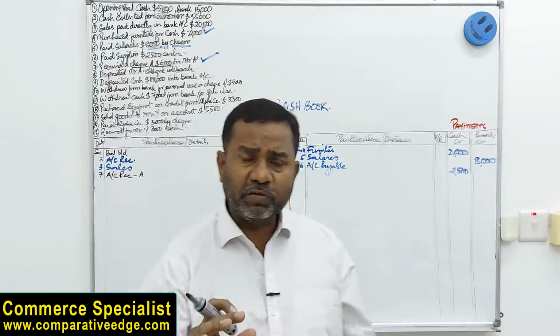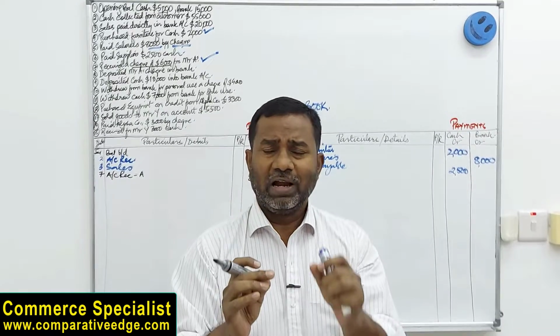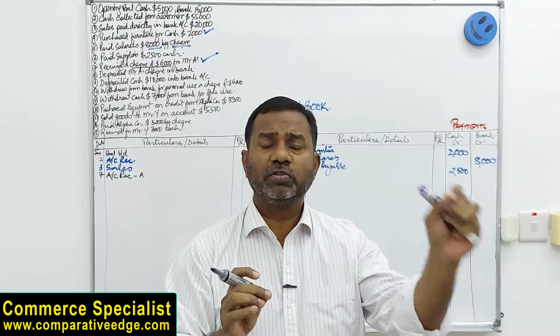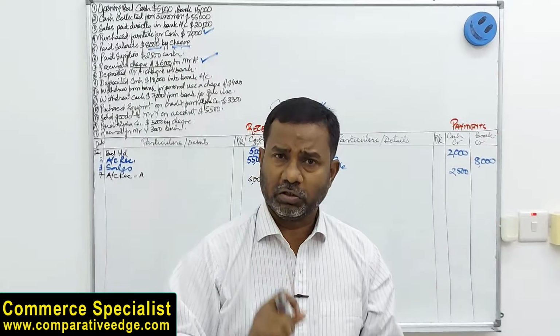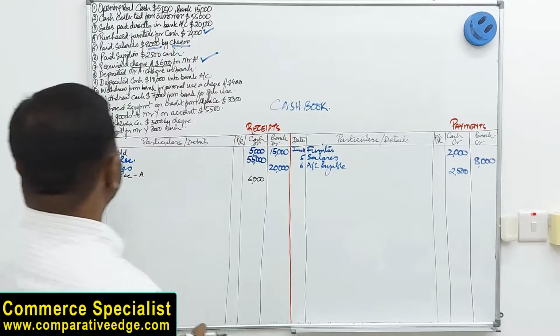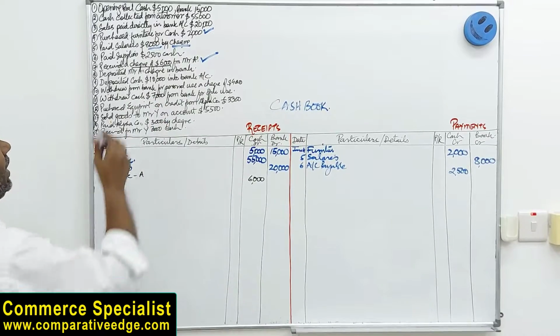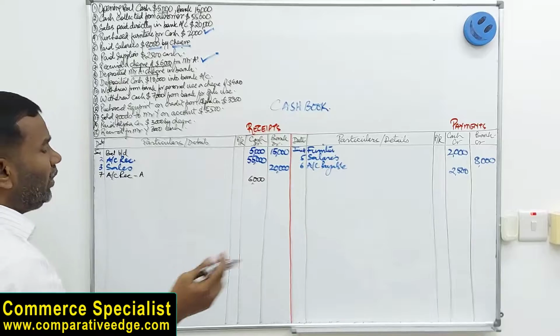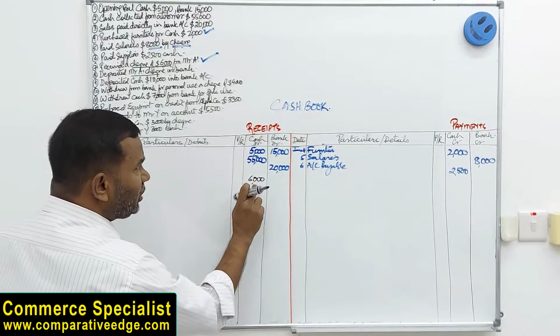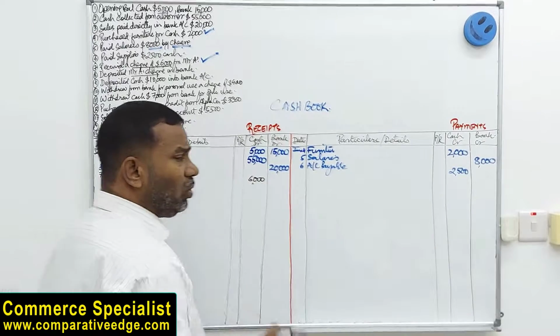This is the treatment when we receive a check. Until and unless it is deposited into the bank, we treat it as cash. Next, deposited Mr. A's check into the bank account. So when we receive the check, it's here in cash.